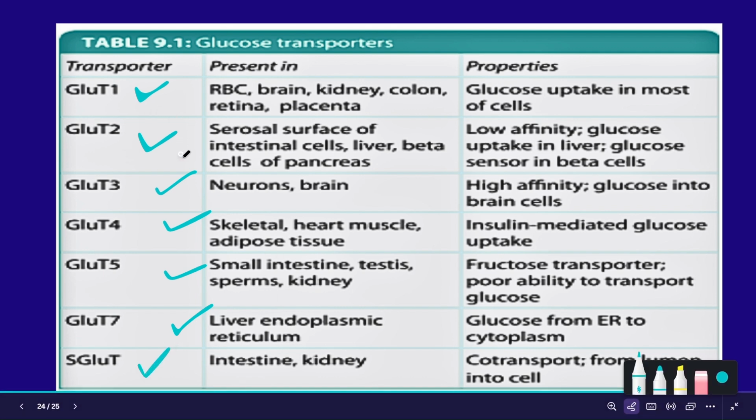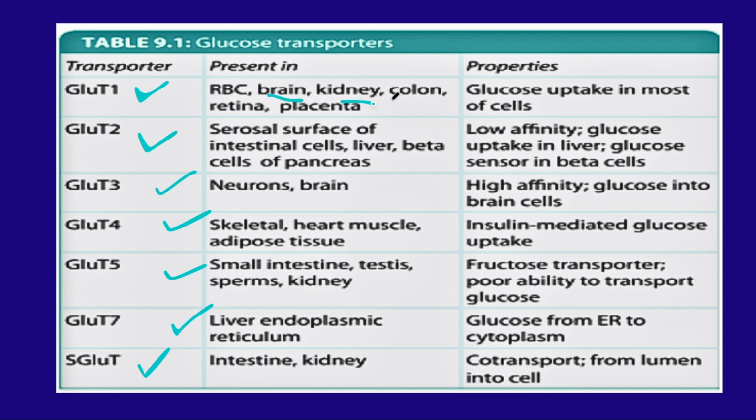These are the different types of transporters that are present in different parts of our body. They are present in the brain, the kidney, the colon, RBC. They are also present in the pancreas, the heart muscles and adipose tissues. So these are all different organs, and these organs will have these transporters. For example, I take the colon having the membrane, right?